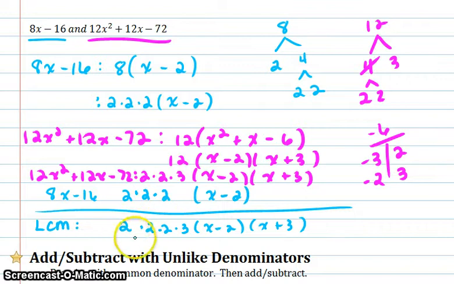And we can actually multiply this 2 cubed times 3. Remember, that's 8 times 3, which is 24. So we have 24 times x minus 2 times x plus 3. And that is the LCM of 8x minus 16 and 12x squared plus 12x minus 72.